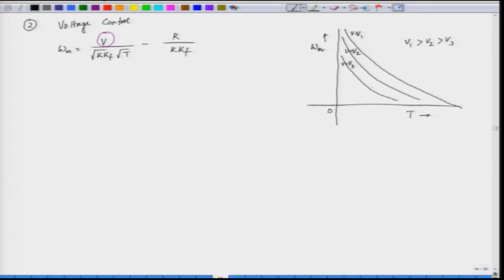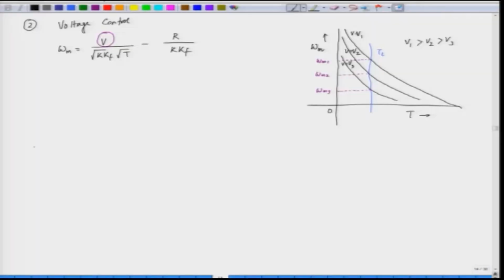We get the characteristic here, and if the load has a constant load torque profile T L, the speed is determined by the intersection of the load with the motor characteristic. So, this corresponds to the first speed omega m 1. Now, if you reduce the voltage, this is omega m 2, and then if you still reduce the voltage, we get omega m 3. So, this is how we control the speed by controlling the terminal voltage, that is V.